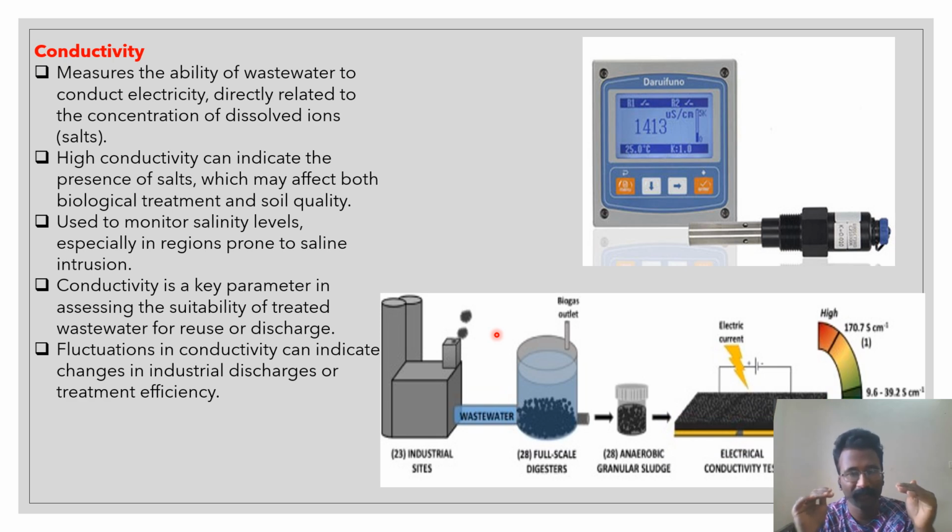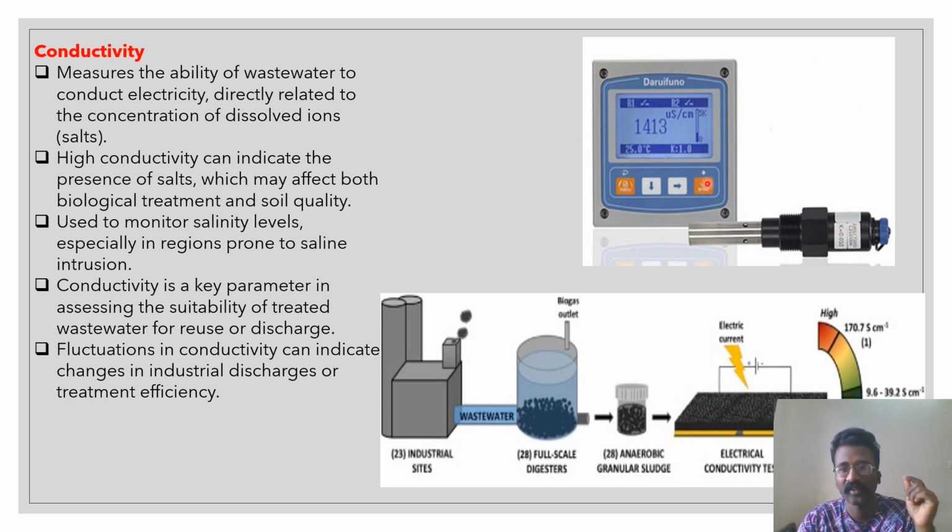So it is a key parameter in assessing the suitability of treated water, whether we have to reuse or discharge it. This fluctuation in conductivity can indicate changes in industrial discharge or treatment efficiency. This is all about the conductivity of wastewater.